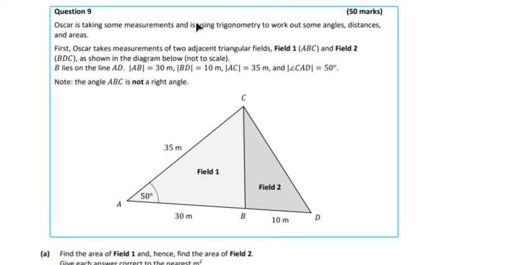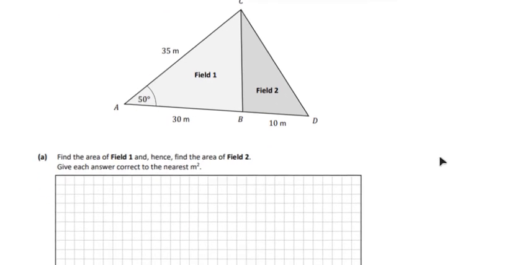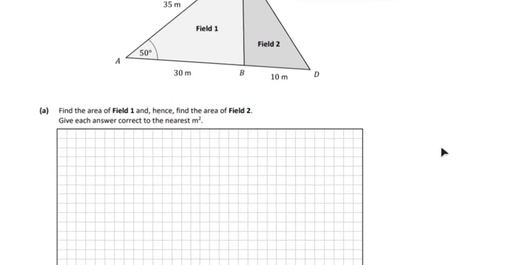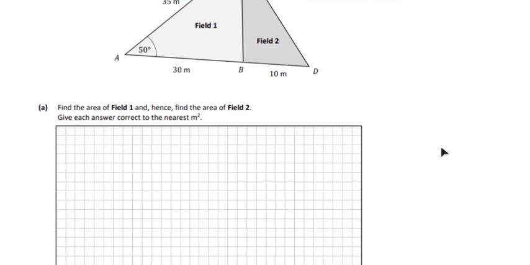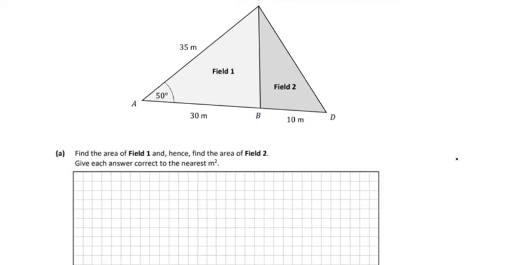Hi folks, so this is question 9. There's a triangle here, so we know it's trigonometry. The first question asks us to find the area of field 1 and field 2. The area of field 1 will be simple enough. You just need to know the formula. It's in your log table, so you just need to know how to use it.